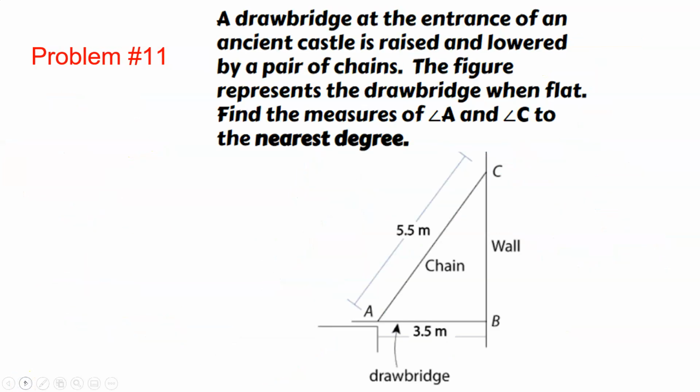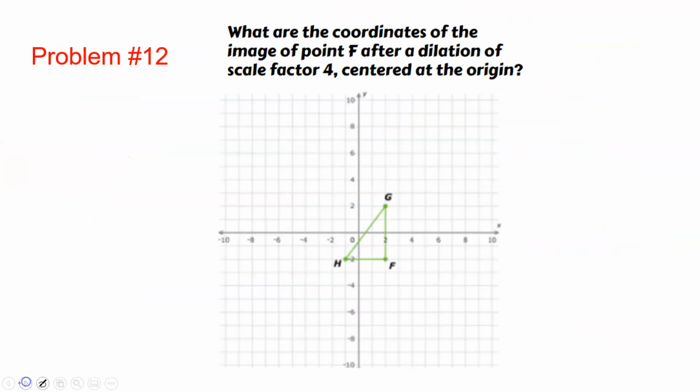All right, 11 we did in class together. Take a look at number 12. This is getting to the more recent stuff, the last unit test that we took last week on dilations. What are the coordinates of the image of point F? So we're worried about point F after a dilation of a scale factor of 4 centered at the origin, right? So you could go through. So let me highlight the scale factor of 4. And again, it's centered at the origin.